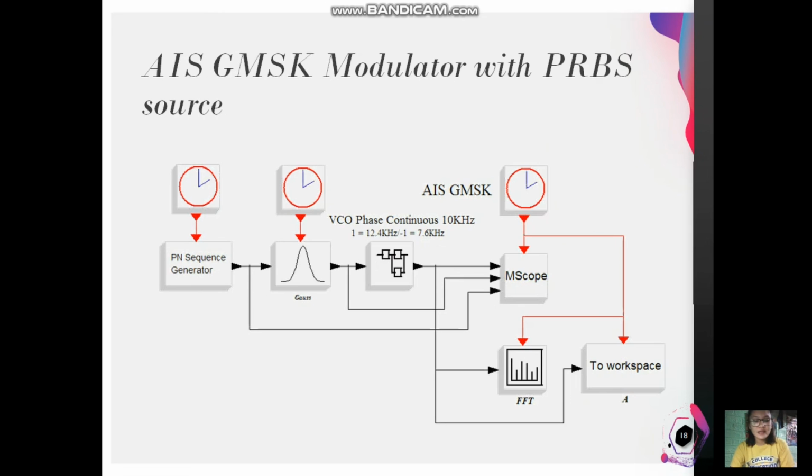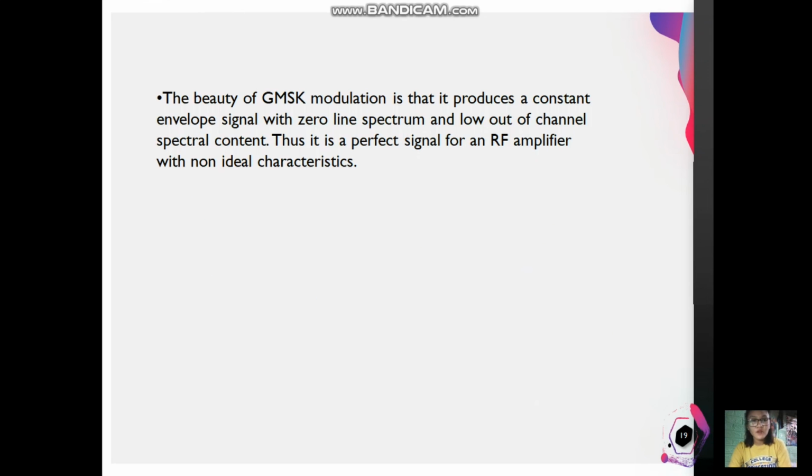This is an AIS GMSK modulator driven by a continuous PRBS source in order to get excellent spectrum visibility. And for the last, the beauty of GMSK modulation is that it produces a constant envelope signal with zero line spectrum and low out-of-channel spectral content. Thus, it is a perfect signal for an RF amplifier with non-ideal characteristics.